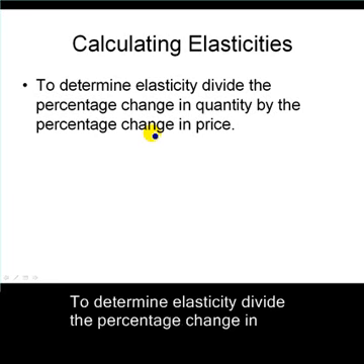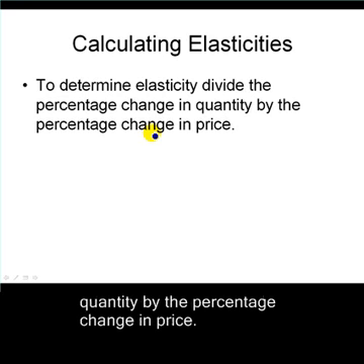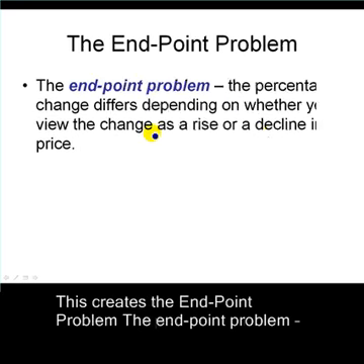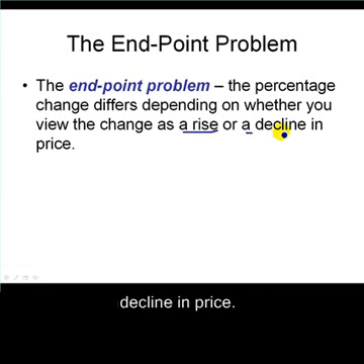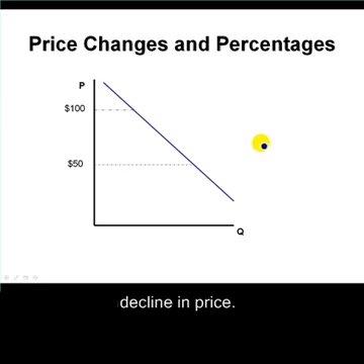You were taught that calculating elasticity is you just divide the percentage change in quantity by the percentage change in the price. This creates some problems, and the main problem pointed out in your book is the endpoint problem, because the percentage change differs depending on whether you view the change as a rise in price or a decline in price. Let me show you what I mean.